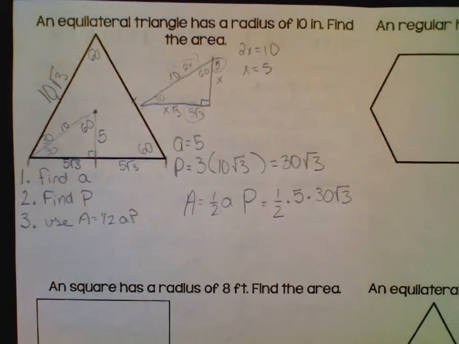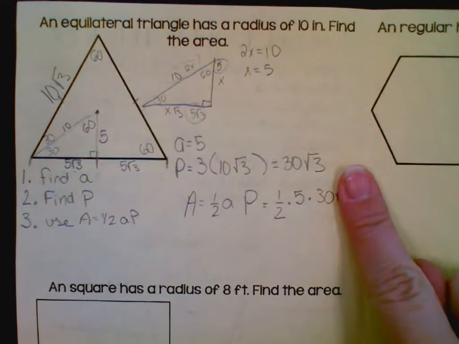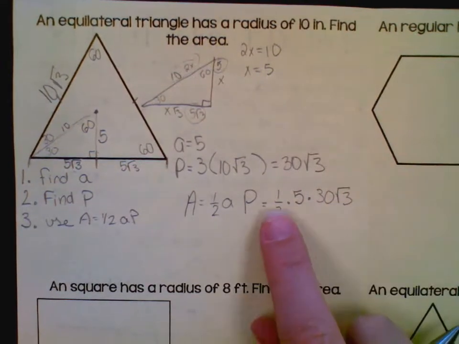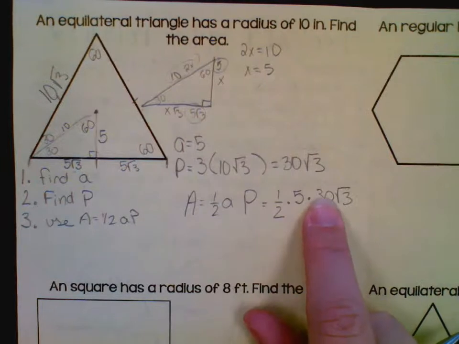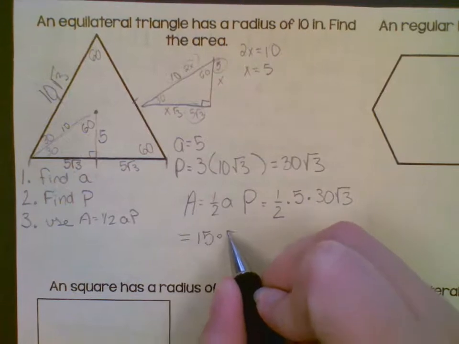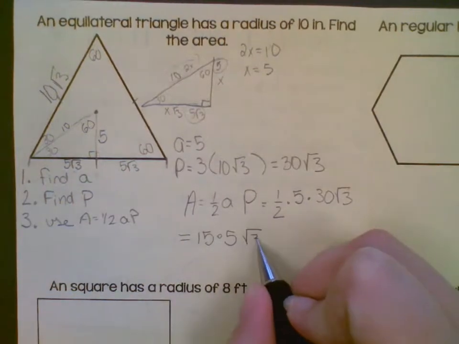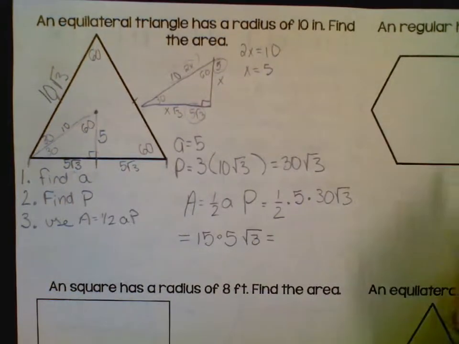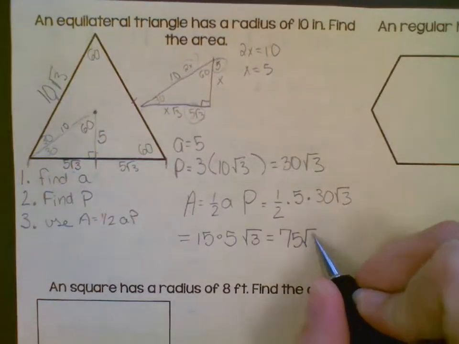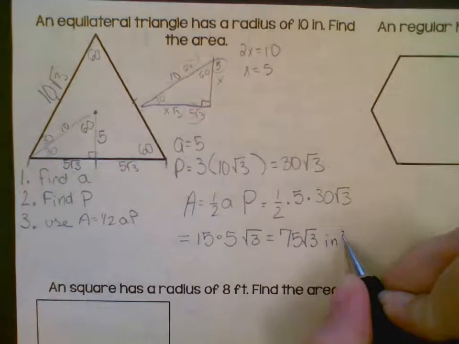And the problems that come out with radicals, we're going to just leave those in there. So really you just have to focus on timesing those numbers. So since I can't take half of 5 and get a whole number, I'm going to take half of 30. So half of 30 is 15. So 15 times 5 root 3. 15 times 5 is 75. So our answer would be 75 root 3 inches squared.